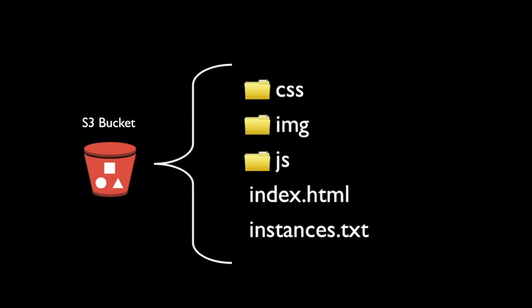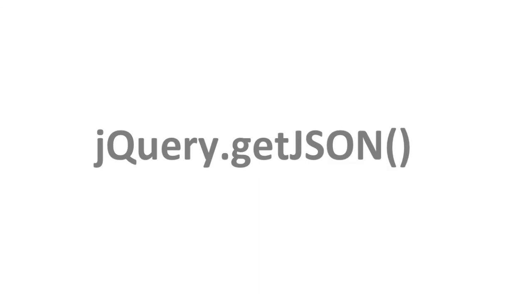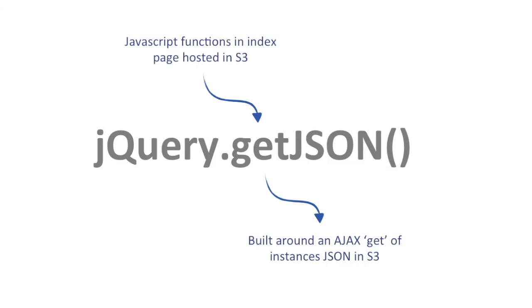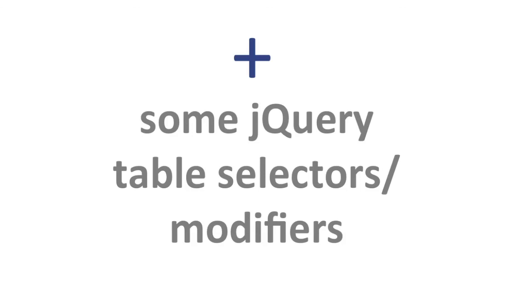The S3 bucket contains some folders for CSS, image, JavaScript, index.html is our core, and our instances.txt. Instances.txt is some JSON data, and then we use jQuery getJSON to go and grab that as an AJAX call. So the JavaScript functions: an index page hosted in S3, pulled up to your browser, executing jQuery to do an AJAX get of the instances JSON in S3, pull it back, and then that data can be picked apart really easily within JavaScript. Using some jQuery table selectors, modifiers, etc., we can then form up a table view of instances that are terminated, instances that are currently running, and have that as a neat little dashboard that you've seen earlier.